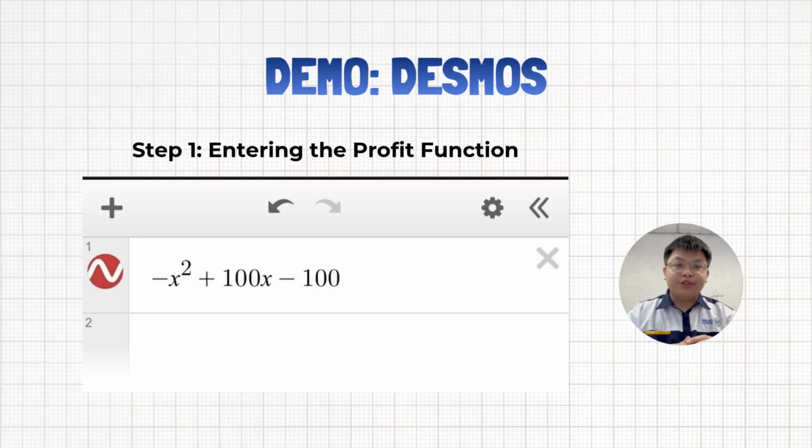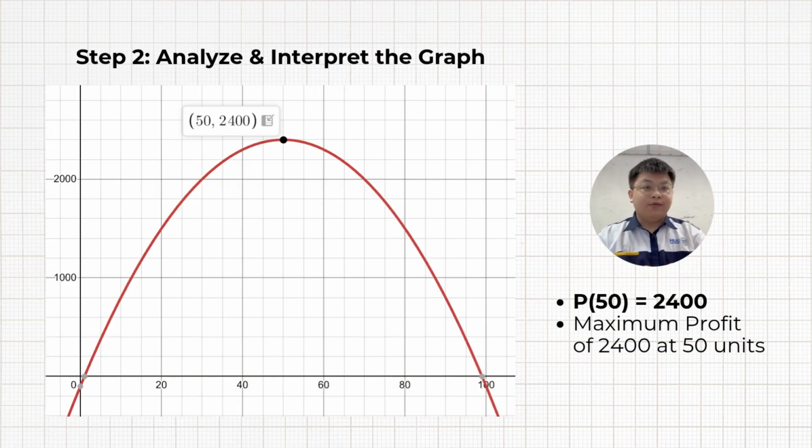For the next method, which is Desmos graphing, first of all, we will insert the profit formula into the function. And once the formula is inserted, Desmos will create a graph according to the formula. In this case, the profit graph is being produced according to the units produced. And once it hits the maximum profit, it will display a curve that is frowning. So at the point of 50 units sold, that is the maximum profit, which is 2,400.